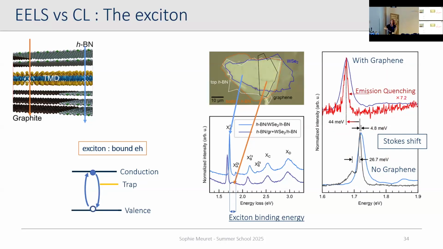It's basically the difference between your absorption and your emission, and you can see it by doing this study comparing cathodoluminescence and EELS. That's actually quite nice.